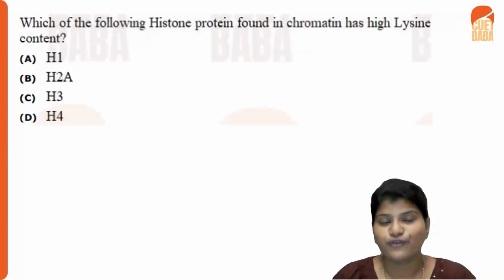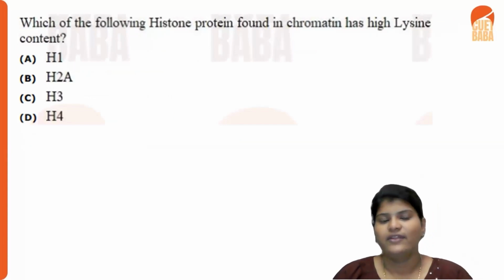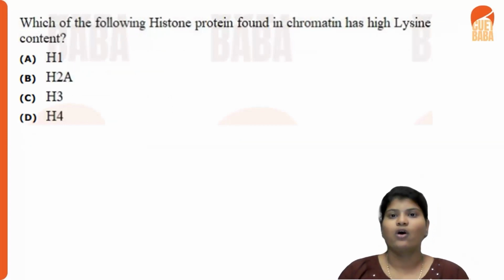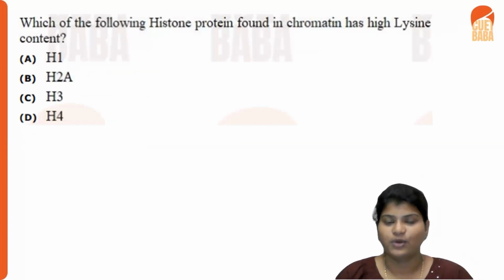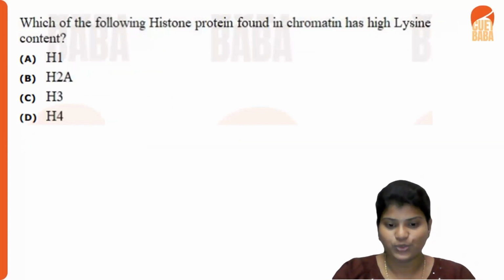And the next one, which of the following histone proteins found in chromatin has high lysine content? They have given four options: H1, H2A, H3, and H4. So the correct option will be H1 because H2A, H3 and H4 play an important role in transcription, or in stabilizing the chromatin content and protecting the chromosome. These other kinds of histone proteins play those roles. So the option A, H1, is the correct option, which has a high lysine content in the chromatin.